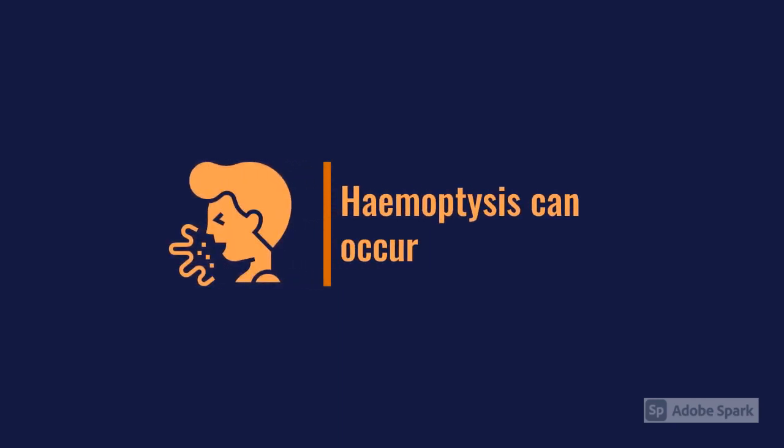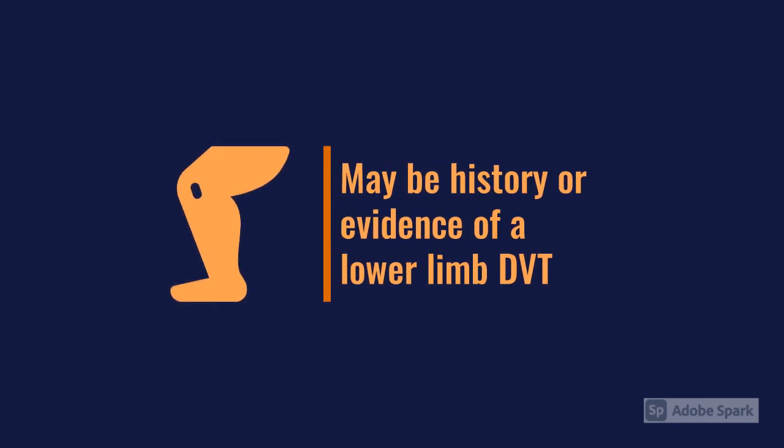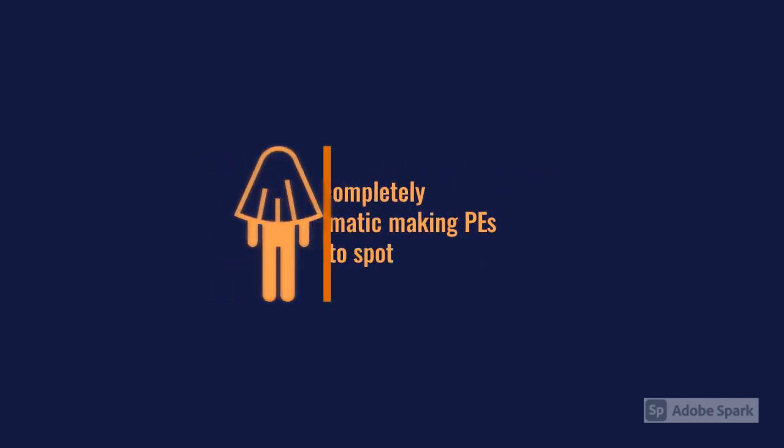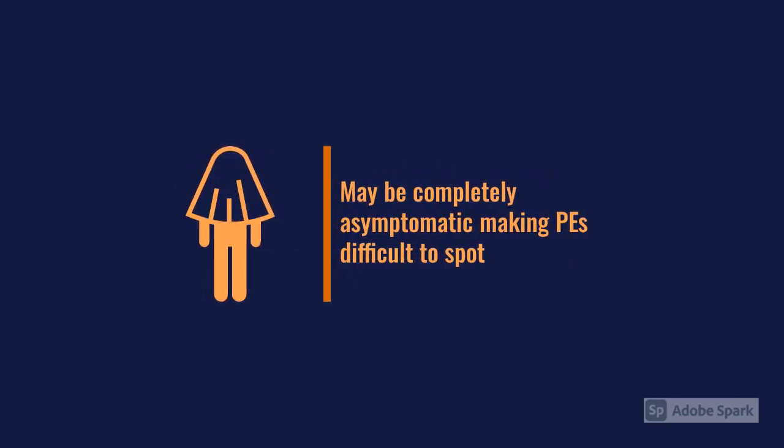Hemoptysis, again, is not a massively common feature that I see, but it is there on the Wells score. Obviously, if there's evidence of a lower limb DVT or a known DVT, as you were mentioning there, Joe. But one of the key sort of irritating things, I suppose, is that they may be asymptomatic. So you might not have any features at all, which obviously makes the diagnosis a little bit more difficult.